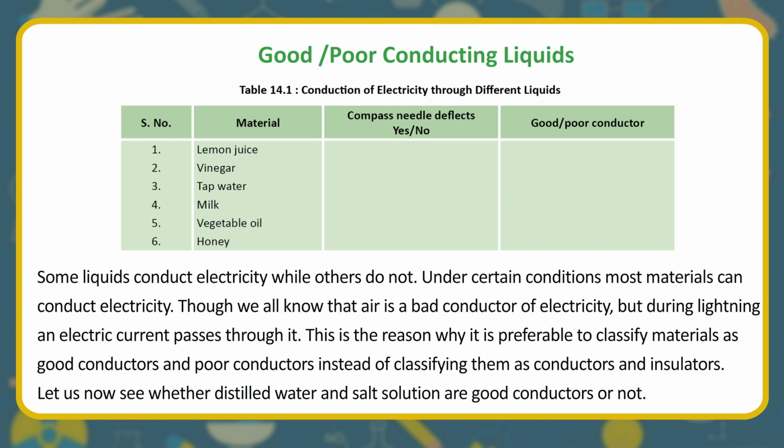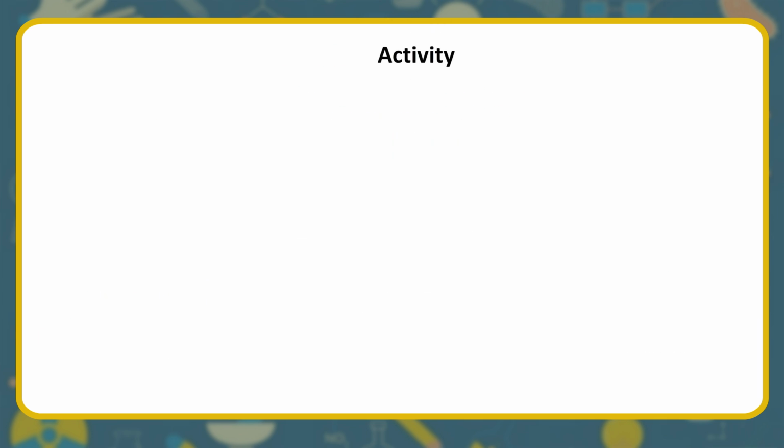Under certain conditions, most materials can conduct electricity. Though we all know that air is a bad conductor of electricity, during lightning an electric current passes through it. This is the reason why it is preferable to classify materials as good conductors and poor conductors instead of classifying them as conductors and insulators. Let us now see whether distilled water and salt solution are good conductors or not.